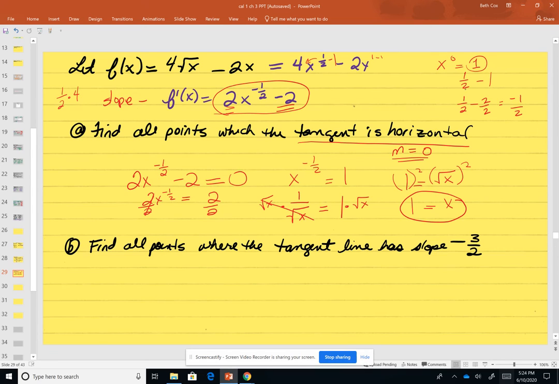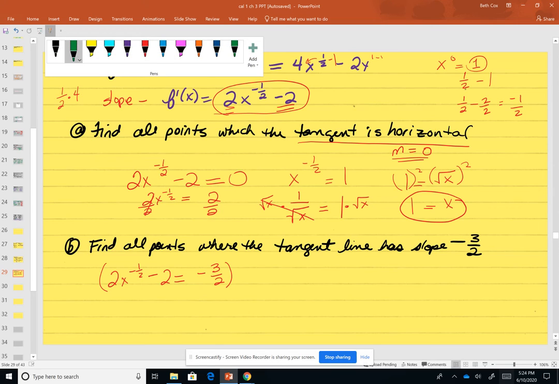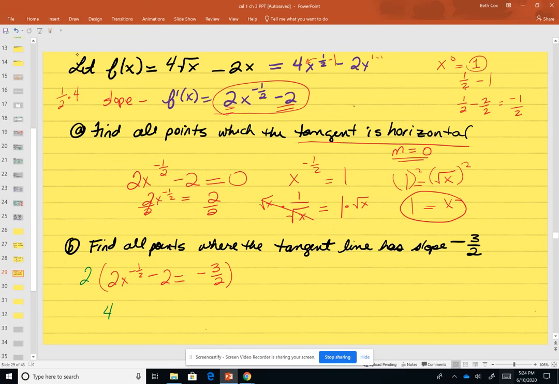All right? So now we're going to do the same thing, but this time we're going to find when it is equal to negative 3/2. This one might be a little more interesting. Let's multiply everything by 2 so I don't have to deal with that fraction anymore. So now we have 4x to the negative 1/2 minus 4 equals negative 3. All right, so now I don't have to deal with that fraction as much.